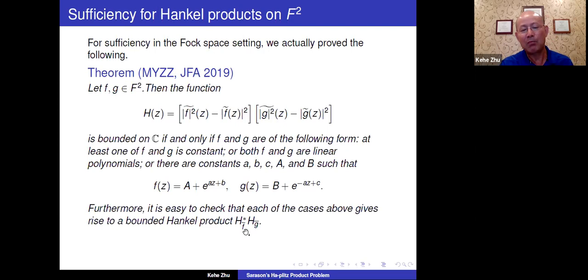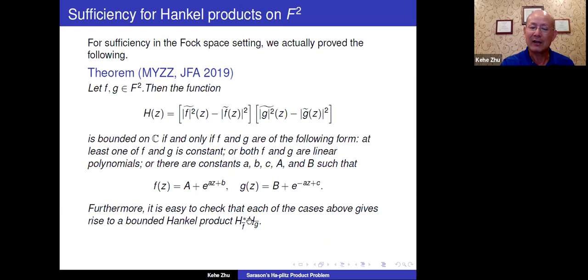In the trivial case, of course, the operator is zero. In the semi-trivial case, it was already known for people who study Hankel operators on the Fock space. Every time you have a linear polynomial, then the conjugate symbol will induce a bounded operator. So in the semi-trivial case, each individual operator is already bounded. And then in the non-trivial case, you have to do some work. You sit down, you can actually check that this product is bounded.